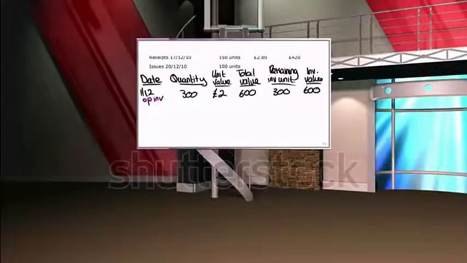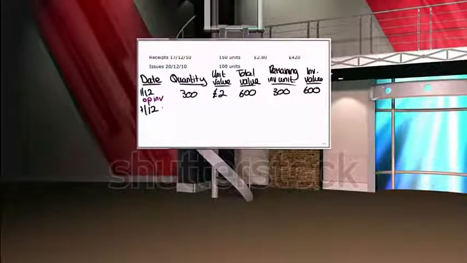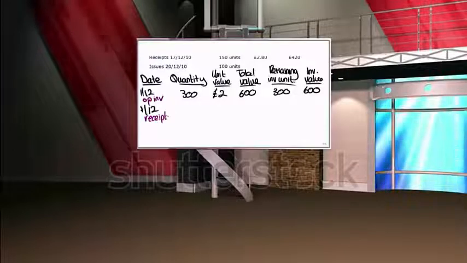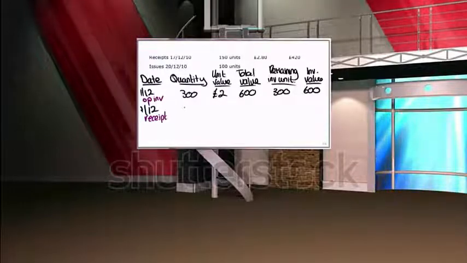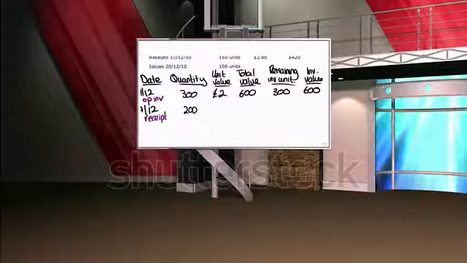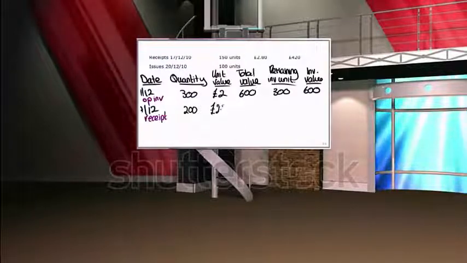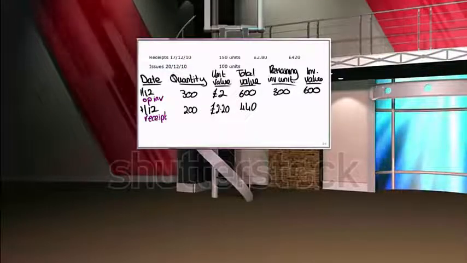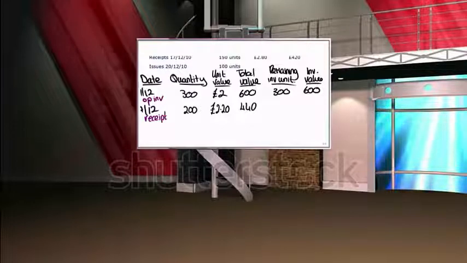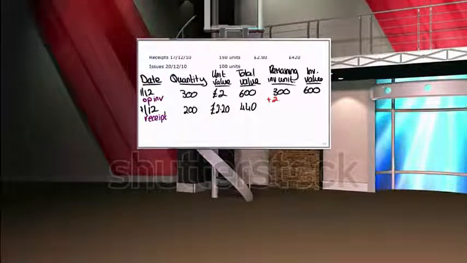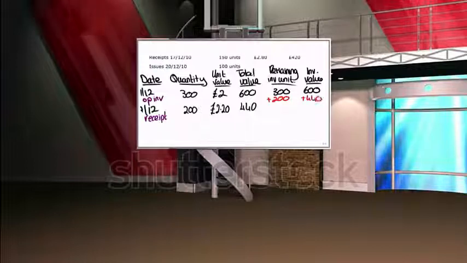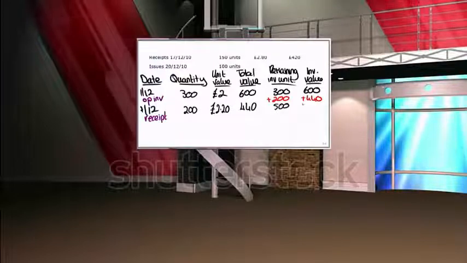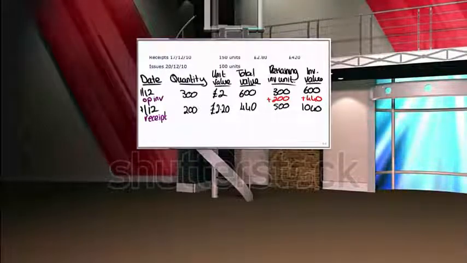Our next transaction then is on the 7th of the 12th. We have a receipt. We receive or purchase 200 units with a unit value of £2.20. So total value of the transaction, £440. Add that on to our existing inventory. And now in our warehouse we have 500 units with a total value of 1,040.